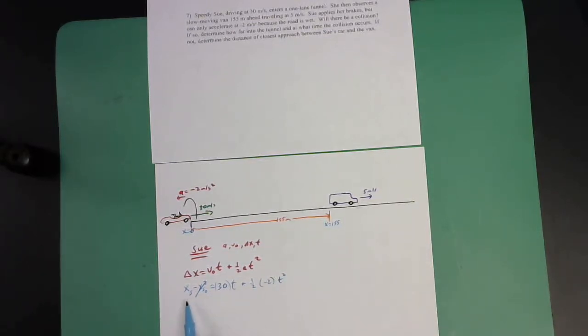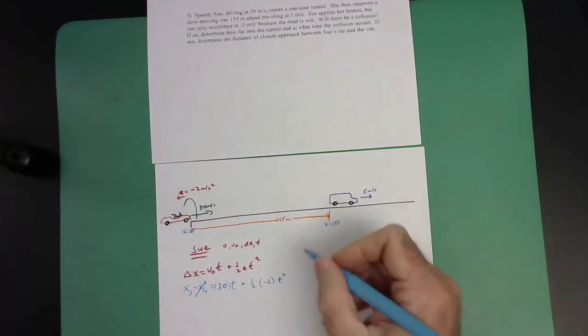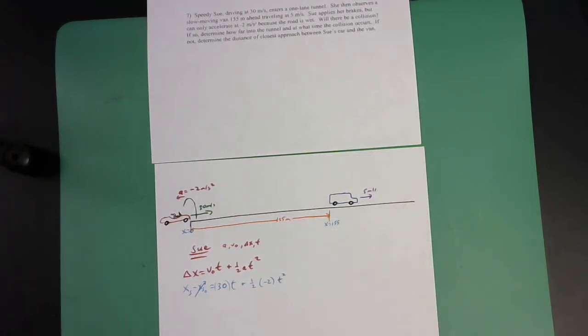So this is an equation that has two unknowns, position of Sue and time, right? If I knew the time, I could plug it in and find out where Sue was. Let's find the model for the van.